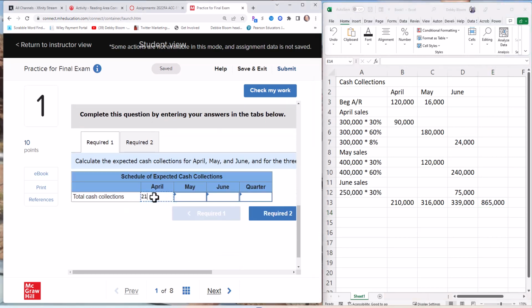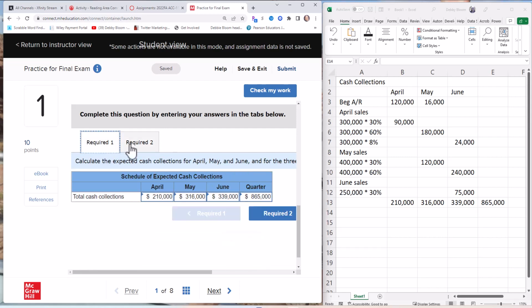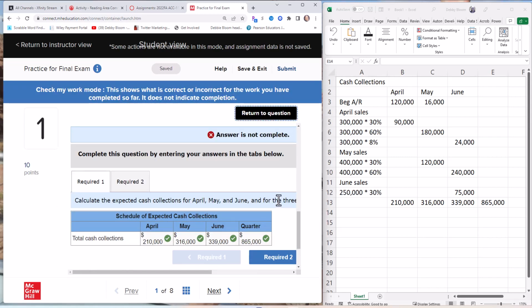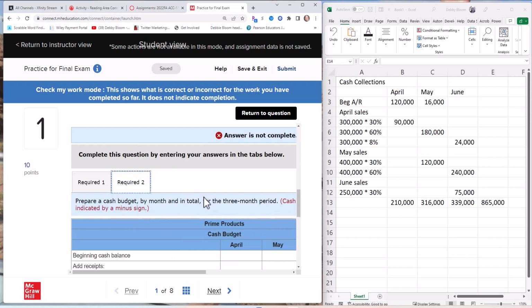April, $210,000. May, $316,000. June, $339,000. And for the quarter, $865,000. So we've got all of those correct. Now we can move on to requirement 2.